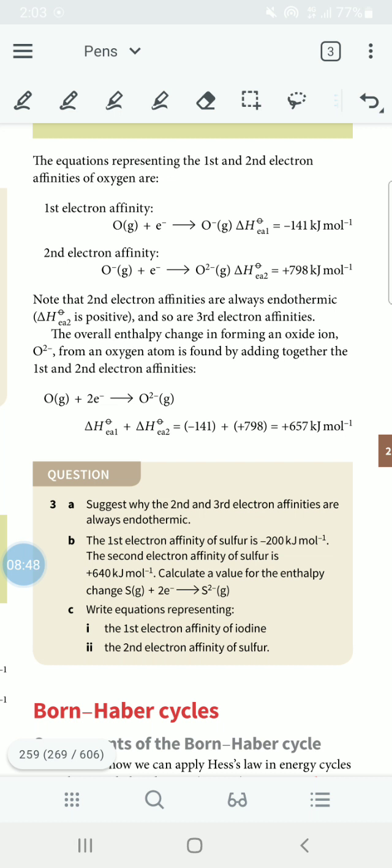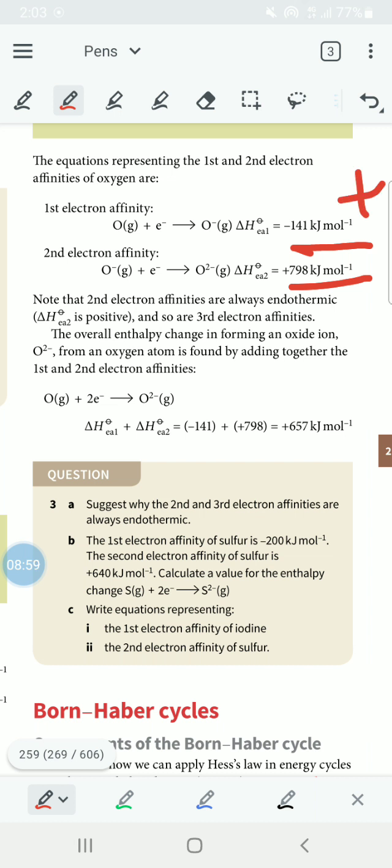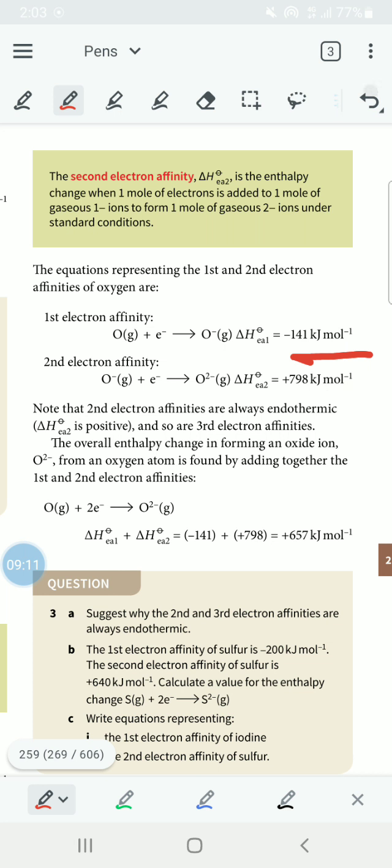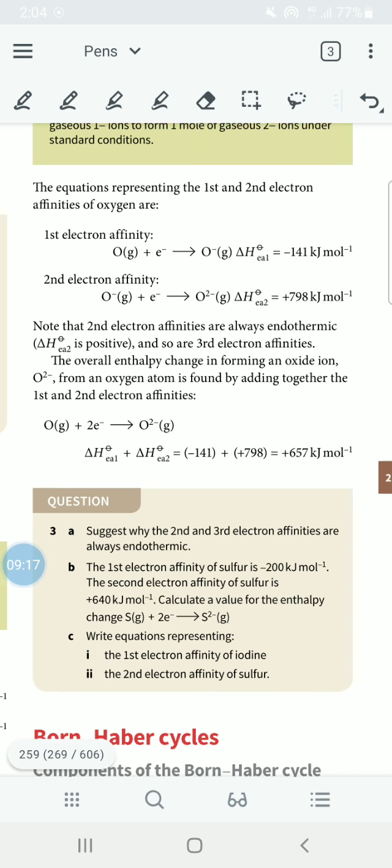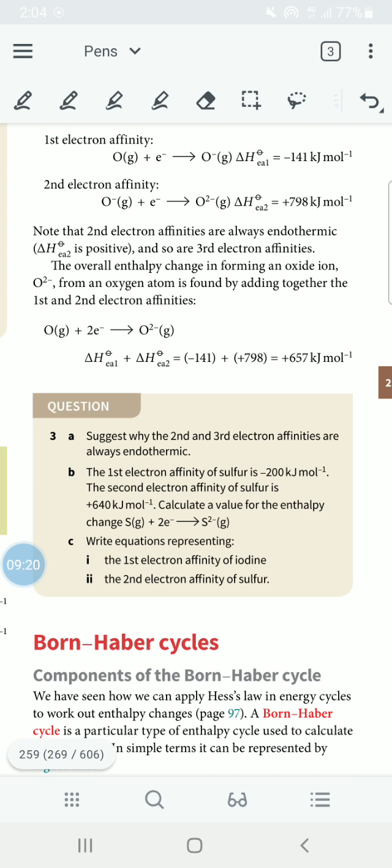The overall enthalpy change in forming an oxide ion is taken now here, because there are two enthalpies here: −141 and +798. You get the sum of them to get the final enthalpy change, which would be +657 kilojoules per mole. I hope you understood these things. If you did understand them, please do question number 3. I'm going to do it here. Please pause the video and do the questions and then come back again.